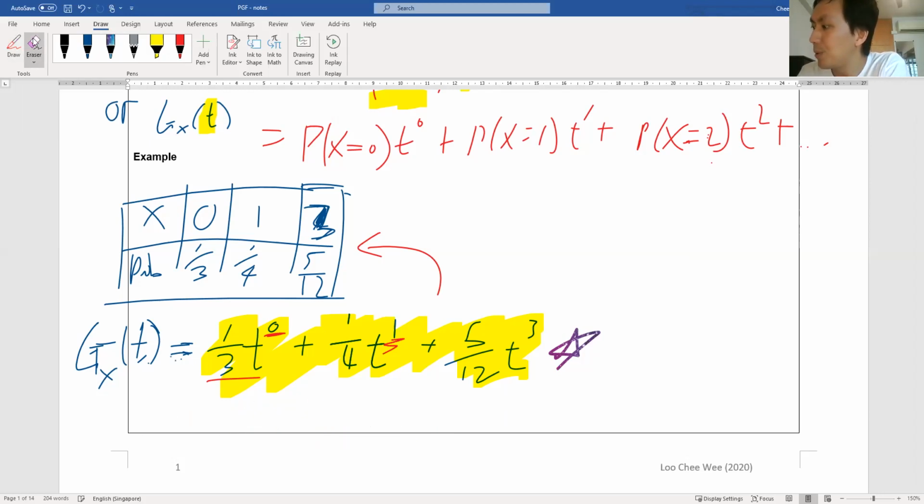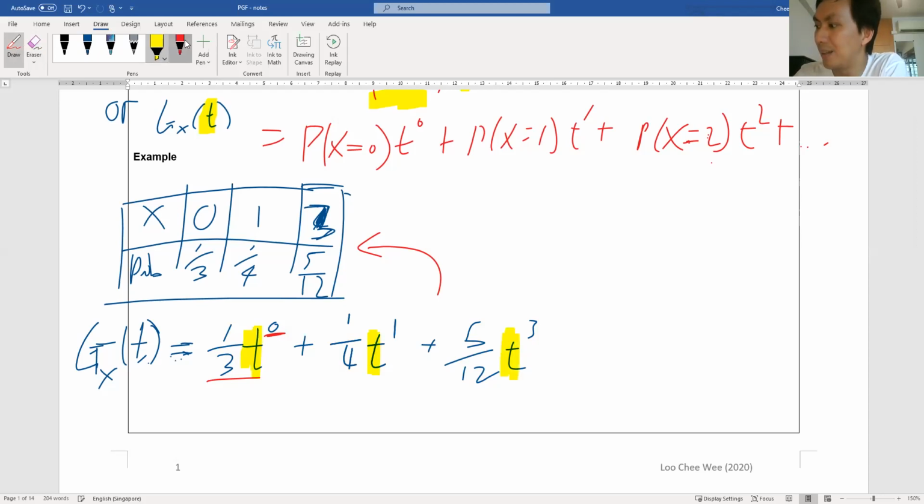So what about other powers like T squared, T to the 4, T to the 5, or T to be negative? They simply do not exist because if you look at the table, X cannot possess those values, hence the coefficients are 0, meaning impossible. So as a basic rule of thumb for PGF, the dummy variable T is meant to separate the coefficients and the outcome, which convey two separate pieces of information. Coefficient refers to the probability. Power of T refers to the outcome.